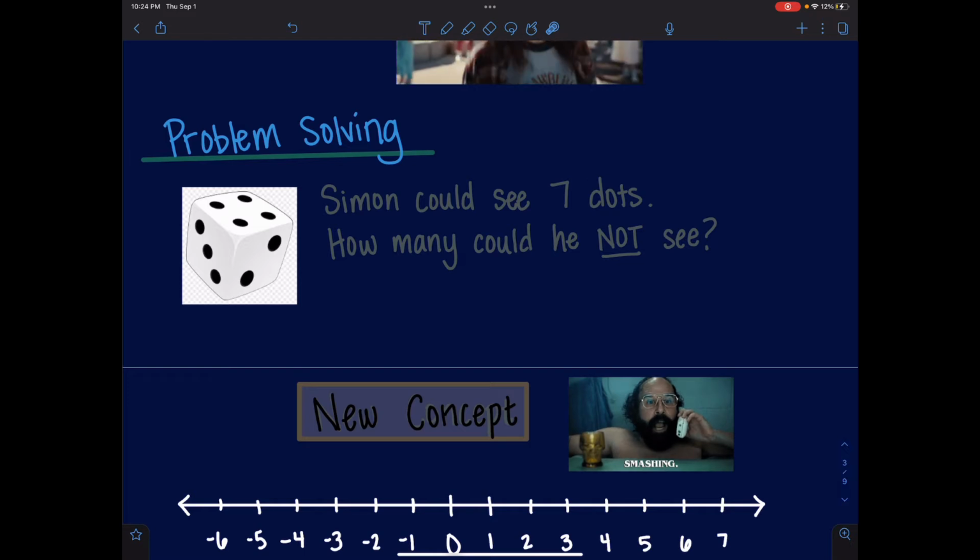Simon held a dot cube. And a dot cube is just the way that they say dice, whatever. And he could see 7 dots.